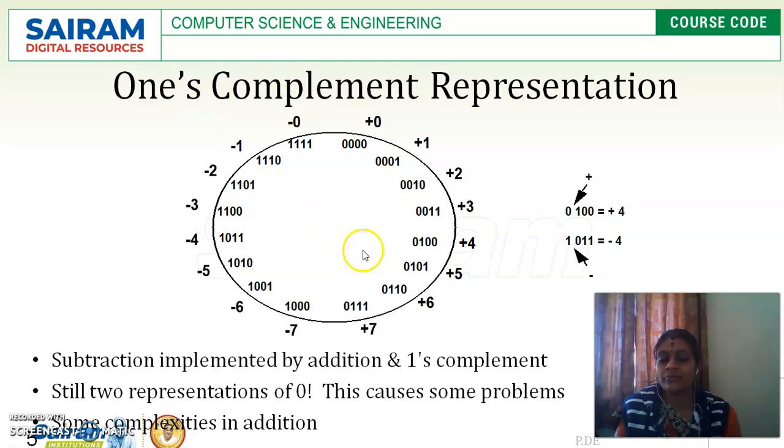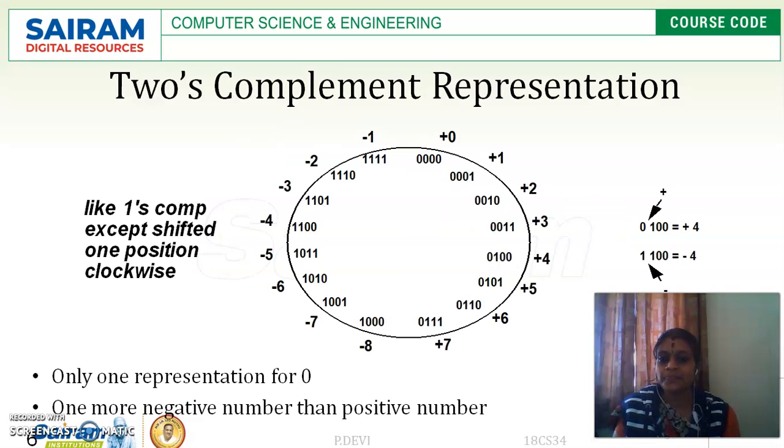But here we may face some sort of complexities in the addition, right? Because here we are having two different representations of zero, right? So this causes some sort of problems. That's why we are going for the next representation. So the next representation is 2's complement representation, right? So for all the operations, we will be using the 2's complement representation only.